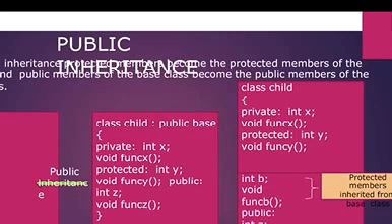Hybrid inheritance is a combination of more than one type of inheritance. So A goes to B, A goes to C, B goes to D, and C goes to D, like that. More combinations.